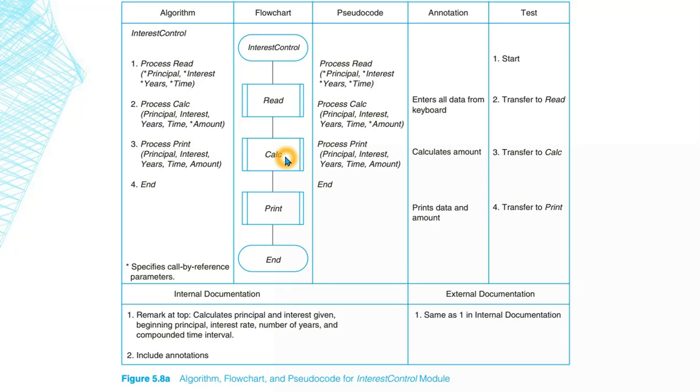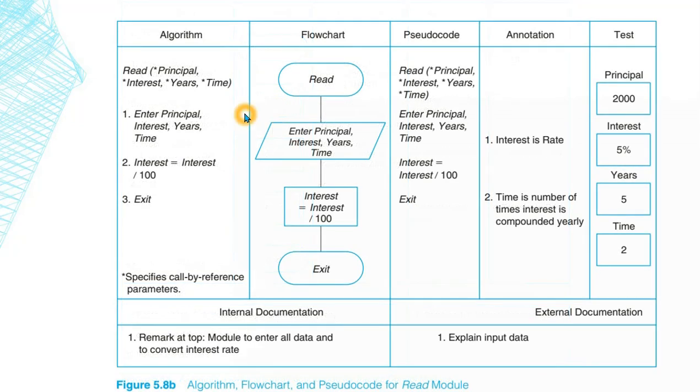So have we finished? No. After this, we start writing now the algorithm for the read. For the read algorithm, the algorithm read will take the principal by reference, interest by reference, will years by reference, will time by reference. Then it will enter principal by the user, then I convert the interest to percent by dividing by 100, then exit. So if you see here, the read model starts with ellipse read. Then we have this parallelogram. This means we have to enter principal, it's input, enter the principal, interest, will years, will time.